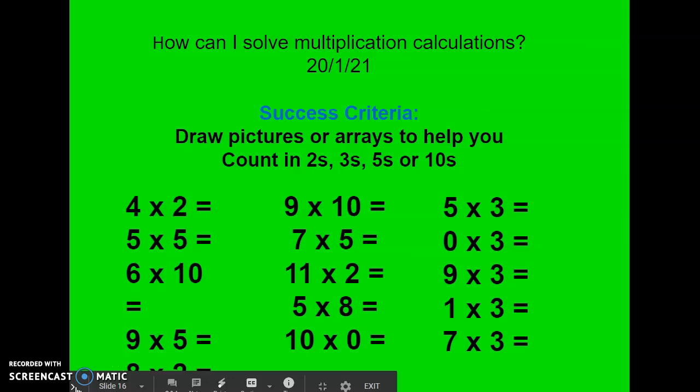Okay, fantastic work. Right, so what you're going to do today is solve multiplication calculations. I have got some questions here for you, and you just need to try to answer them. Remember, you can draw pictures or arrays to help you. You can count in 2s, 3s, 5s, or 10s. You have got a mixture of 2, 5, and 10s here and here. And then the last ones, remember I said counting in 3s is a little trickier. So you have got counting in 3s for this last part here. Remember, draw pictures to help you if you get stuck.